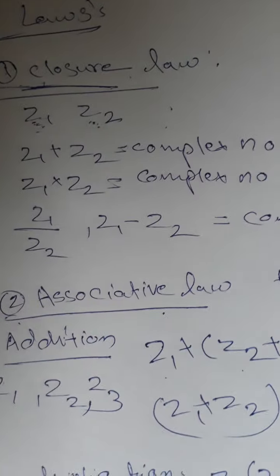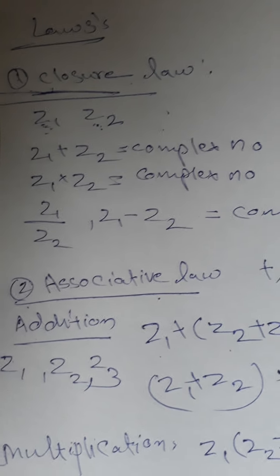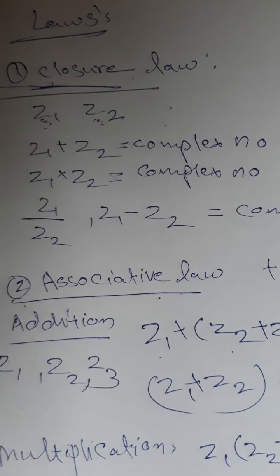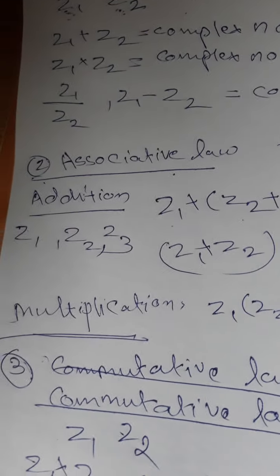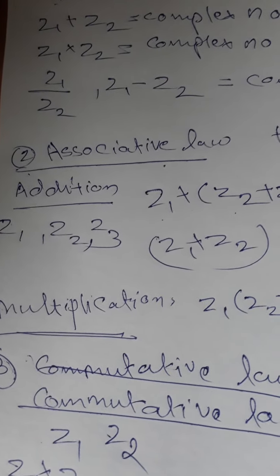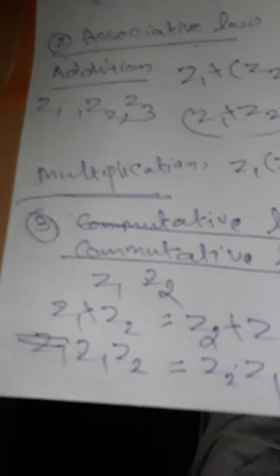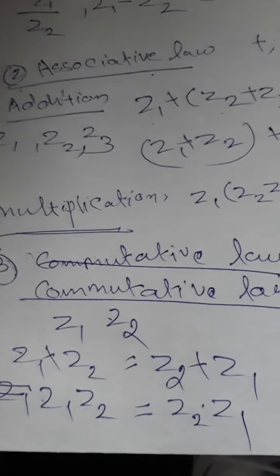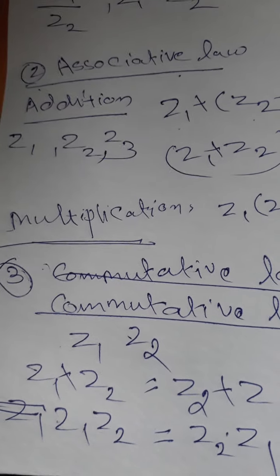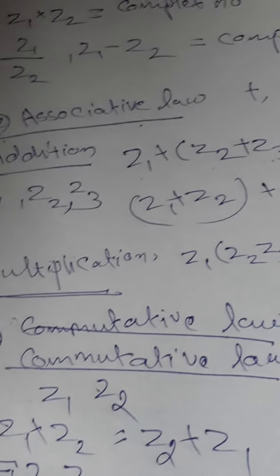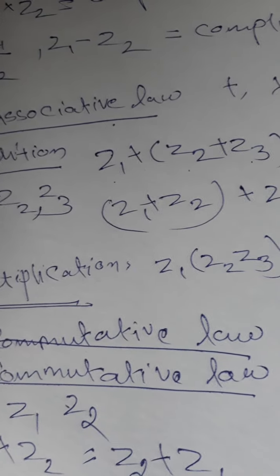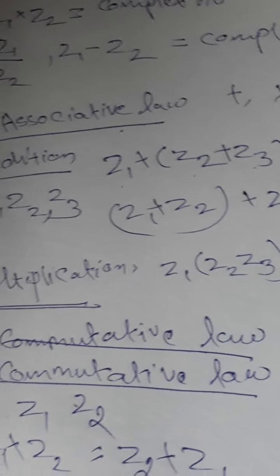Remember, in case of laws, the closure law holds good for all the four types of operations. The associative law holds good for addition as well as multiplication, and the commutative law holds good for addition and multiplication but not subtraction and division. The commutative law does not hold good for subtraction and division.